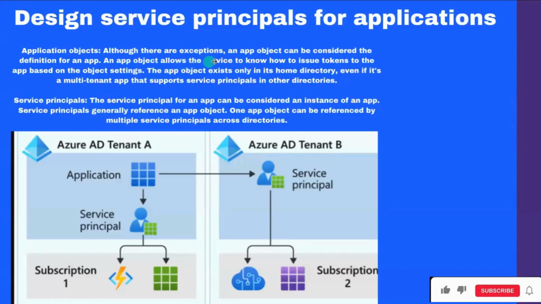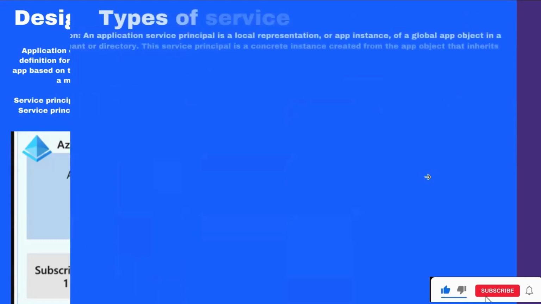Although there are exceptions, an app object can be considered the definition for an app. An app object allows the service to know how to issue tokens to the app based on its object settings. The app object exists only in the home directory, even if it is a multi-tenant app that supports service principals in other directories. The service principal for an app can be considered an instance of an app. Service principals generally reference app objects. An app object can be referenced by multiple service principals across directories. So Azure AD tenant B, applications, service principals. This is how you have to use it.